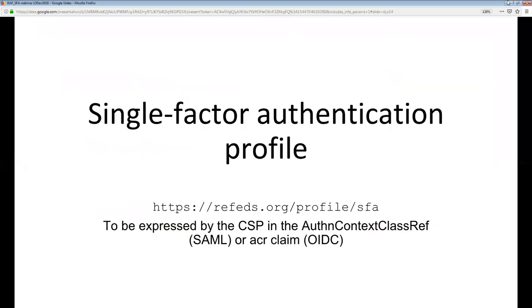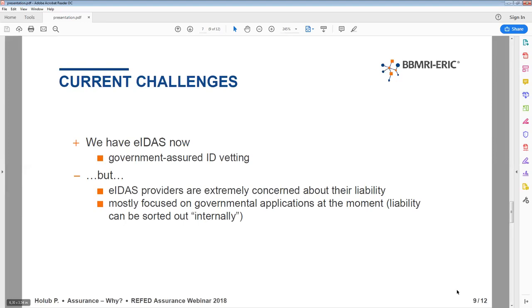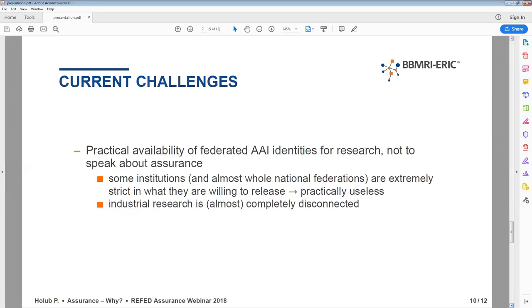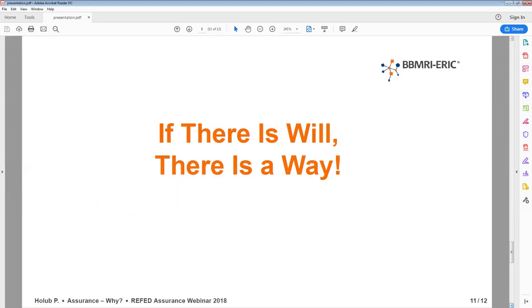I think the last slide from my end is that when there is a will, there is a way. So let's hope that there is a way all these things can be adopted in practice.